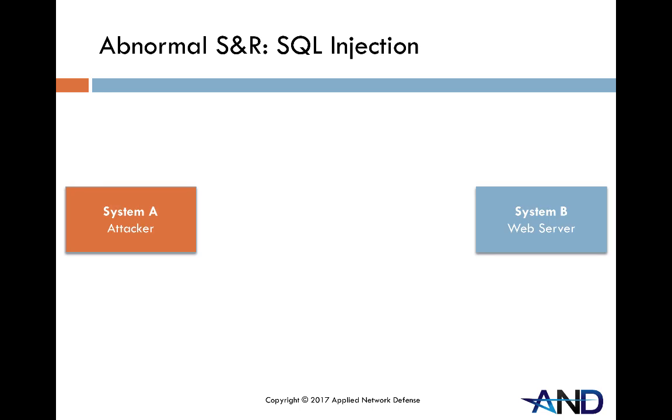Now, here we have System A, which is our attacker, and System B, which is our web server. Generally speaking, in normal architecture, web servers often communicate with database servers. Web servers deliver and present the information, whereas database servers contain data that is then shared back through the website, through the web application.